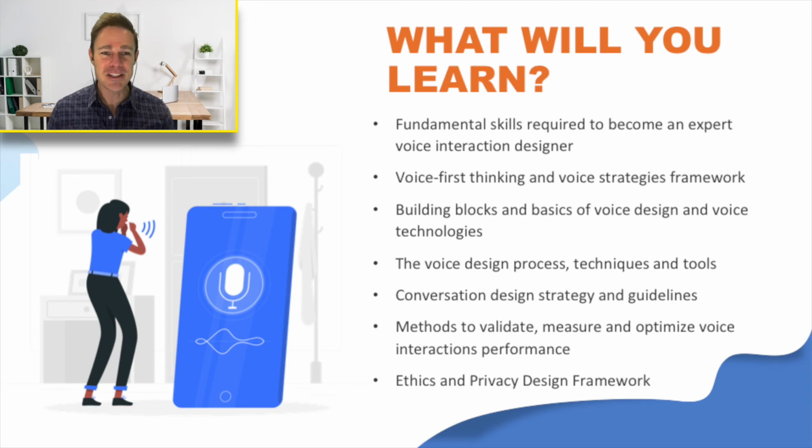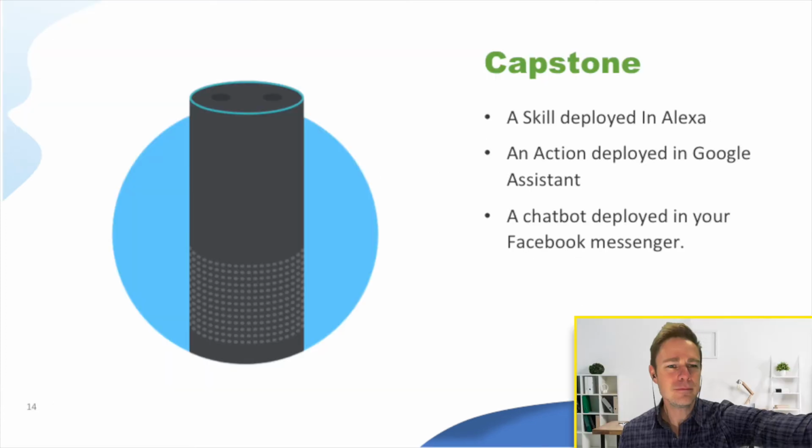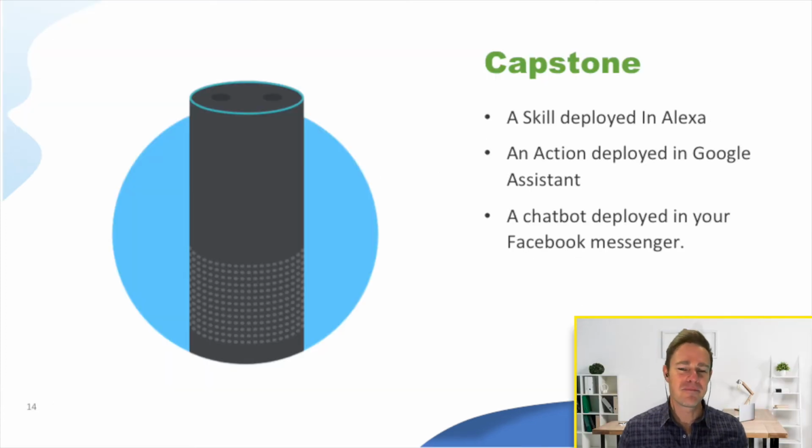Conversation design strategy and guidelines so that you can design stunning copies for your bots. There are methods to validate, measure, and optimize voice interaction performance. We believe that to learn something, you need to be hands-on. You'll get to work on 3 capstone projects: a skill deployed in Alexa, an action deployed in Google Assistant, and a chatbot deployed in your Facebook Messenger.